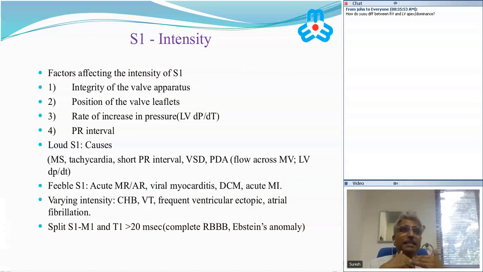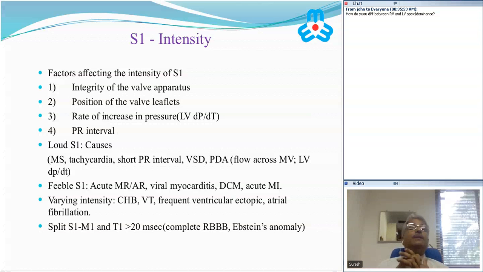If the dP by dt is increased, then you get a loud first sound. But if the left ventricle is able to close it only very slowly, generating the pressure only very slowly, for example in myocarditis, dilated cardiomyopathy, or acute myocardial infarction, with everything else remaining normal, the first sound is still soft because the valve is being closed with a low rise in dP/dt.